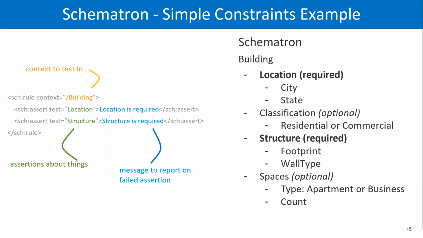And if it fails, or if it doesn't find location, so it doesn't find that node in the tree, then it's going to give the user this nice message in the blue saying location's required. Same for structure. So we're saying within building, we want to assert that location's there. If it's not, let the user know that the location is required. Next slide, please.